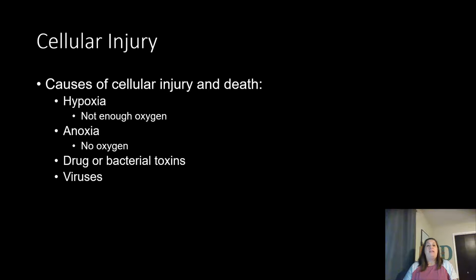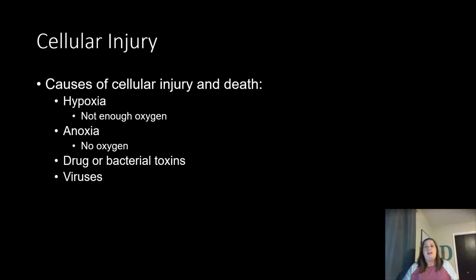Another one is anoxia. That's no oxygen getting there. So hypoxia means we're not getting enough, but anoxia means we're not getting any. A lot of times this means that there could be a kink or a blockage of a blood vessel. Blood vessels are what deliver the blood, which carries oxygen, and so something could be causing the blood to not get there like it should. We also see that drug or bacterial toxins can cause cell injury and death, and even viral infections. Certain viruses can cause cell injury and death.